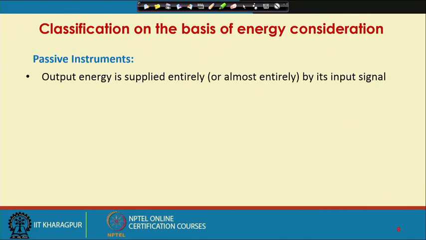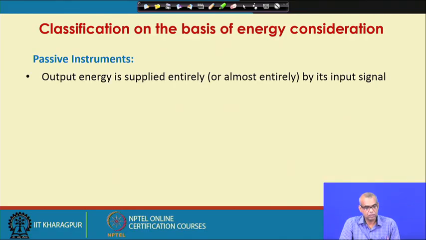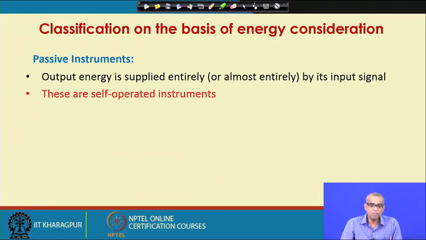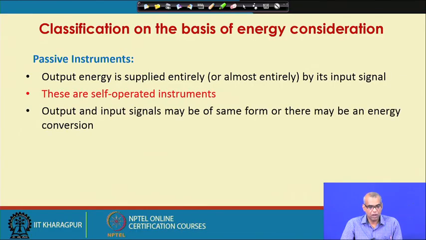So, first let us talk about classification on the basis of energy consideration. On the basis of energy consideration, we can classify instruments as either passive instruments or active instruments. Passive instruments are those whose output energy is supplied entirely or almost entirely by its input signal. So, the working of passive instruments does not require any auxiliary source of power. So, these are self-operated instruments. Output and input signals may be of the same form or there may be an energy conversion.